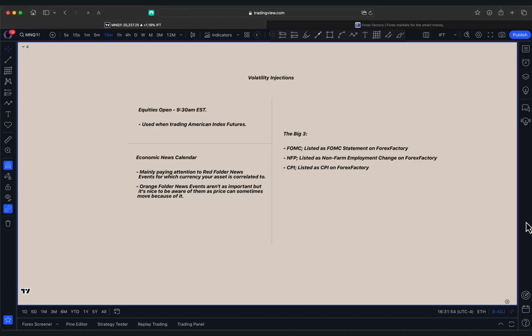Once again, NFP is very important because it signals the state of the labor market, and the labor market is a very big indicator of whether our economy is doing really well or really badly, which once again heavily affects the dollar. And whatever heavily affects the dollar will heavily affect any other market that we are trading.